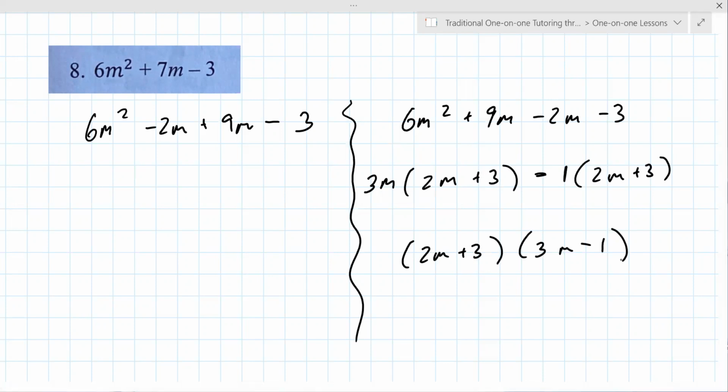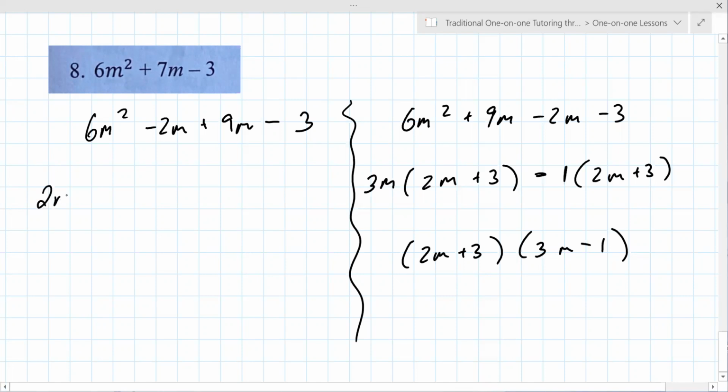Oh, wait a second. I have one more step left. Oh, okay. 3m minus 1 in parentheses, and then I'd have 2m minus 3. Okay, what I got is 3m minus 1 and 2m minus 3. So I don't know. So let's look over here at yours then.